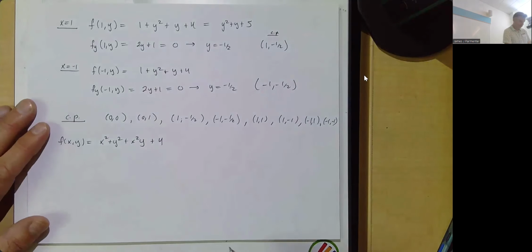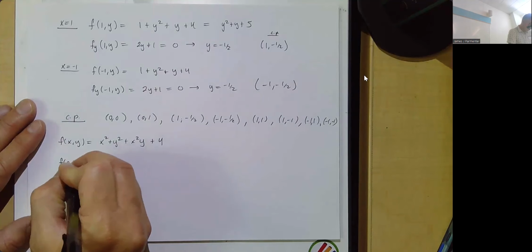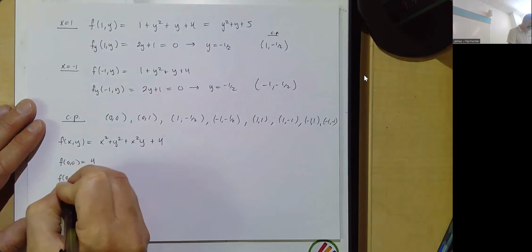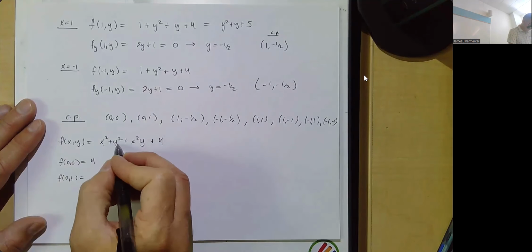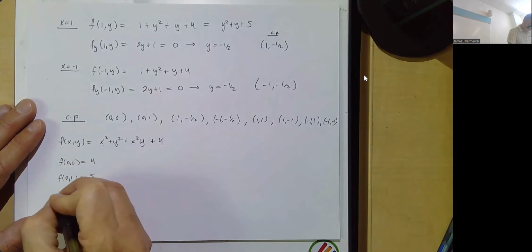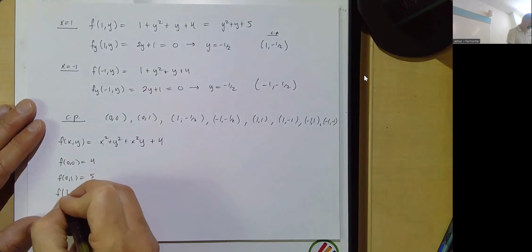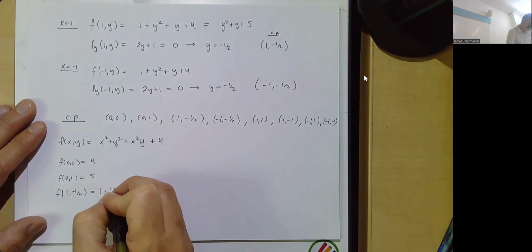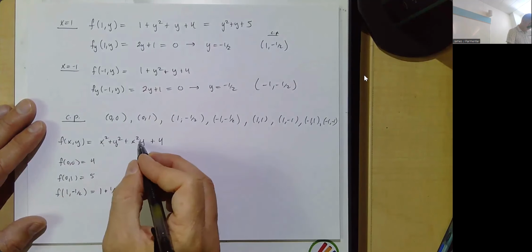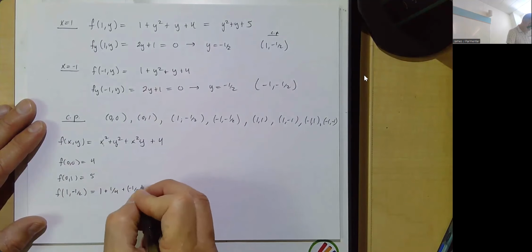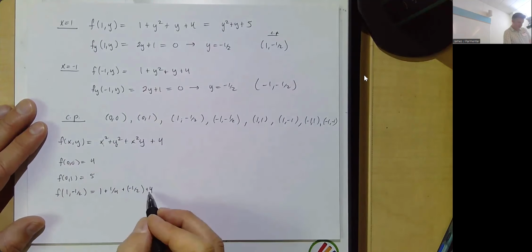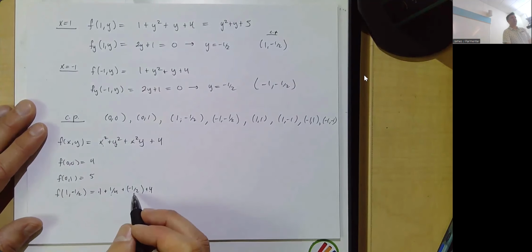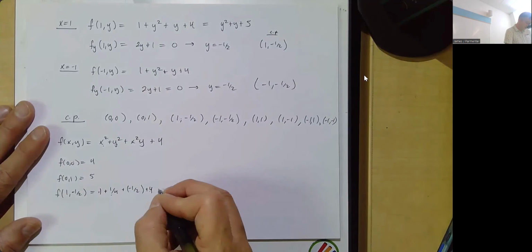So f of 0, 0 is going to be 0 plus 0 plus 0 plus 4. F of 0, 1 is going to be 1 plus 0 plus 0 plus 4. F of 1, -1/2 is a little more work. I'm going to get 1 plus 1/4 plus 1 times -1/2, which is -1/2, plus 4. 4 plus 1 is 5. Add 1/4, you get 5 1/4. Subtract 1/2, you get 4 3/4.